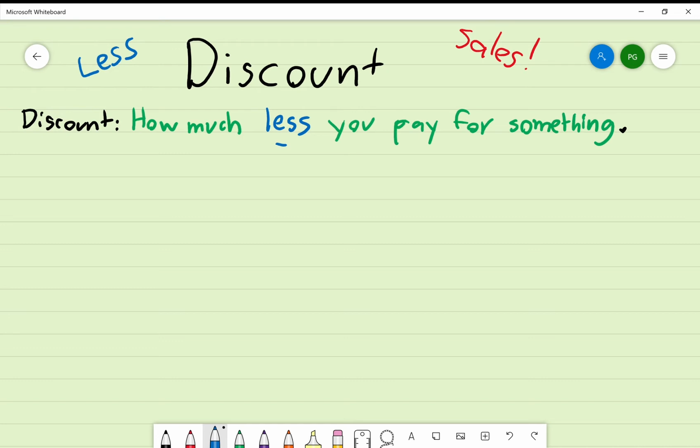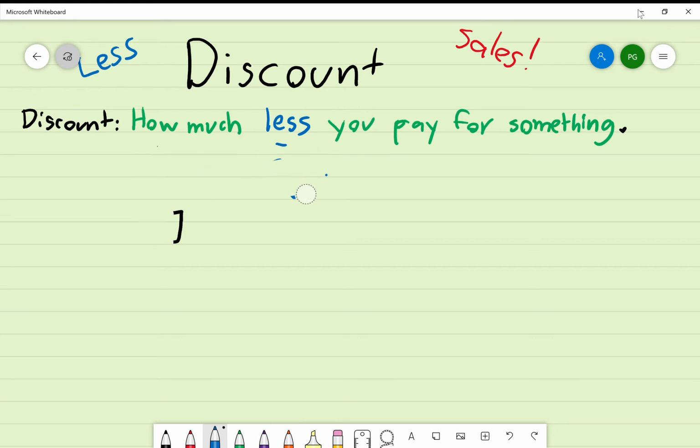Let me put it to you this way. If you see in a store, let's say it's a game that you've always wanted, right? Some cool game. And that game used to cost this much money, right? Now it's on sale. That means it costs less money. The price went down. You're subtracting, okay? So a discount is how much less you pay for something.